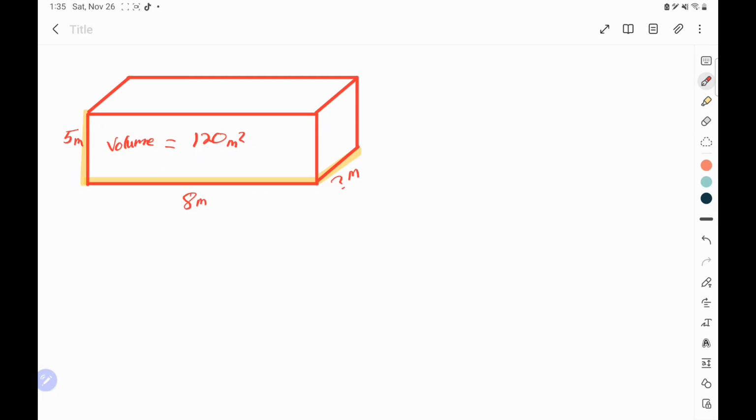So let's say for example the volume is given. This cuboid's volume is given. Find, let's say, the missing width. The formula for the volume is length times width times height, right? Our volume is already 120. Length is 8, height is 5, and your width is not given.